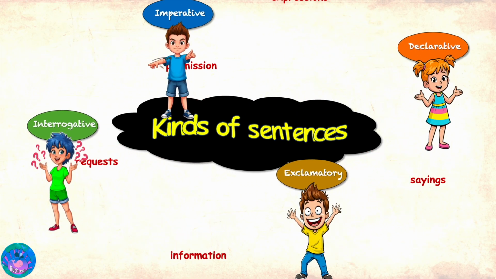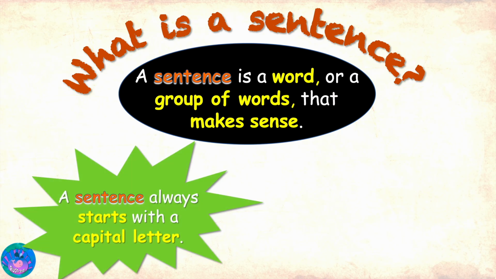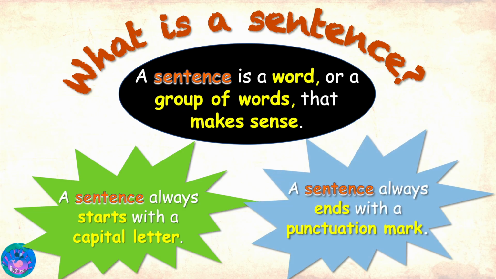Purpose of sentences. Hi friends, we already know that a sentence is a word or a group of words that makes sense. We also know that a sentence always starts with a capital letter and ends with a punctuation mark, a full stop, question mark, or an exclamation mark. Now let's see 4 sentences.